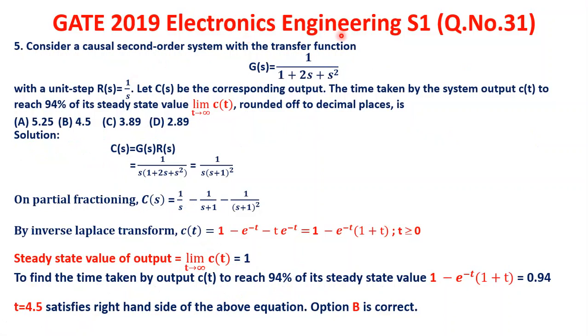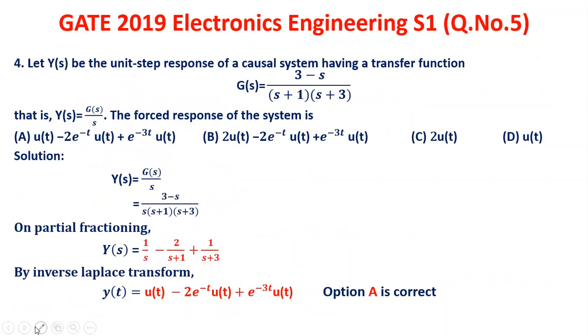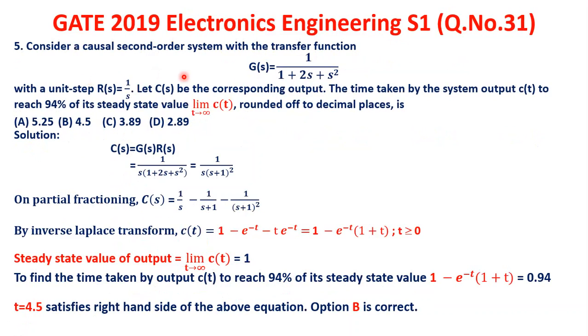Last problem. This is again taken from the 2019 Electronics Engineering GATE question paper, set 1, question number 31. So the last one was question number 5. This is 31. They have given a causal second order system with a transfer function. They have said the unit step input is 1 by s, and C of s is the corresponding output. The time taken by the system output c of t to reach 94% of steady state value, rounded off to two decimal places. The options are 5.25, 4.5, 3.89, 2.89.